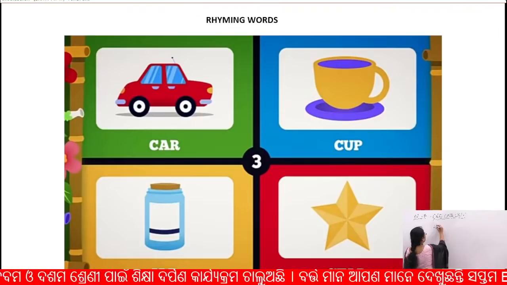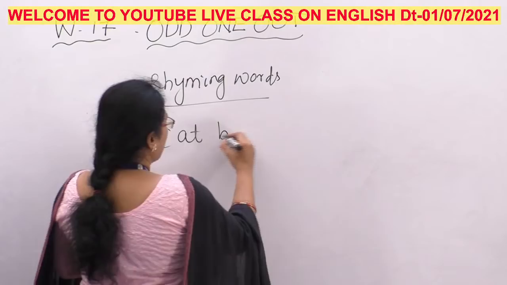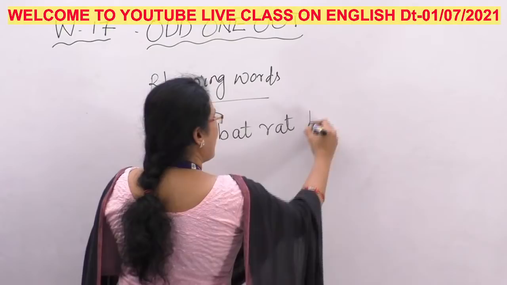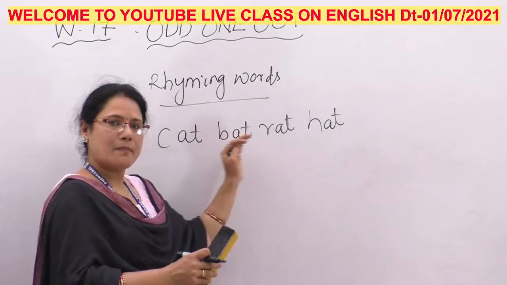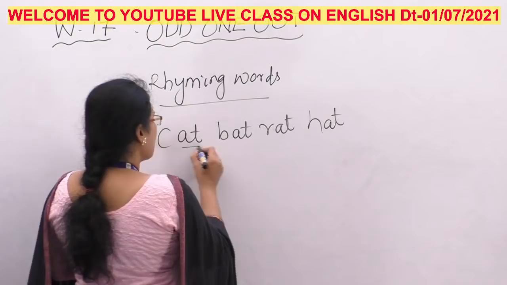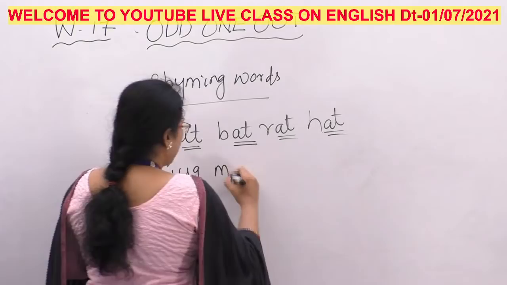Just like cat, bat, rat, hat. Cat, bat, rat, hat, all sound the same. So these are rhyming words, the last letters are the same, A-T, A-T and A-T. Just like jug, mug, rug, dug, these are also rhyming words.